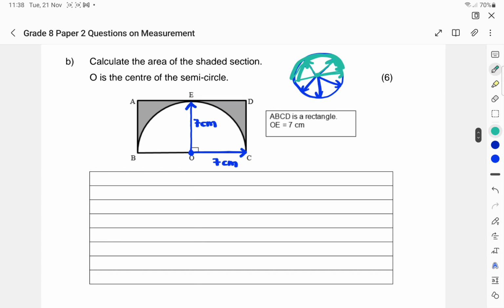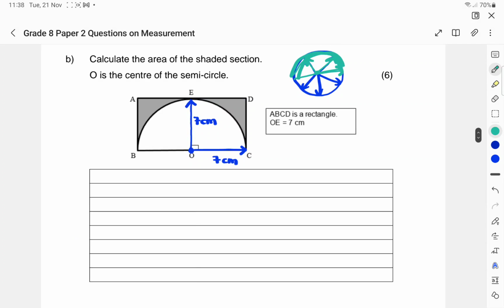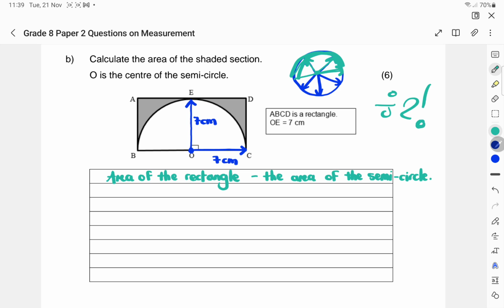And what else did they want to know? Okay, so calculate the area of the shaded section. So we need to work out the area of the rectangle. And then we're going to minus the area of the semicircle. Okay, but please remember it's a semicircle. So what do we need to do? Immediately make a note for yourself. We need to divide the area of that circle by 2.